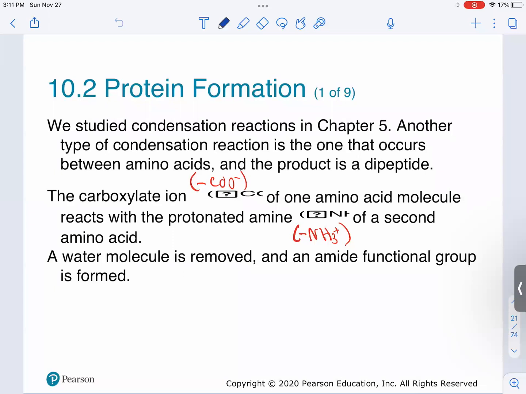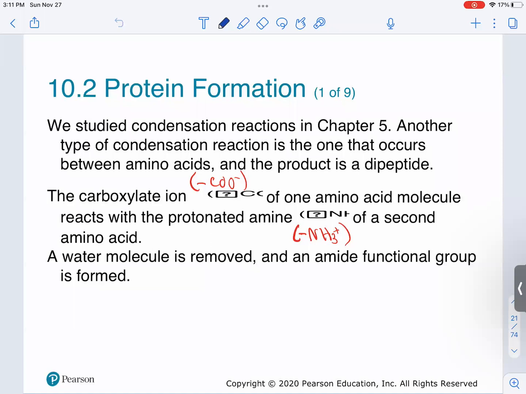And we can also have amino acids that are just a few in a chain, which can be known as a peptide. So we know from the last section that we're going to have a carboxylate ion on one amino acid molecule, and you're also going to have that protonated amine. So when you're building these peptides, a carboxylate ion reacts with a protonated amine of another amino acid, right? So you're going to build these chains that way, and you're going to have something called a peptide bond within those structures that you're building.